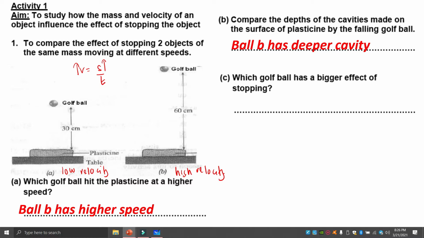The next question: which golf ball has a bigger effect of stopping? Of course, ball B. If we connect this to momentum, we already know that the momentum symbol is P, so P is equal to mv. For B, they have the high velocity here, so the momentum is also high. So it is harder for ball B to stop, and also to start moving. So the answer is ball B. This is the connection.